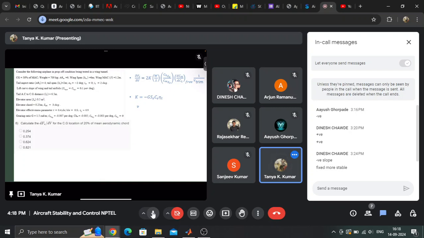Gearing ratio is minus 1.5, elevator area 0.5, elevator chord 2.5, tail height 0.9. This comes to minus 0.96875. When you plug it into this equation, I'm getting something around 0.37. You can verify this.